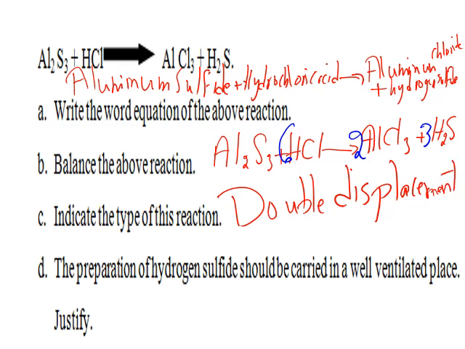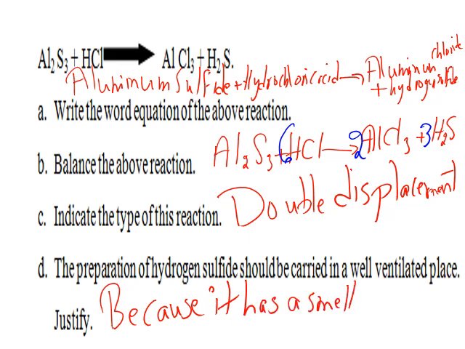The preparation of hydrogen sulfide should be carried out in a well ventilated place. A ventilated place means that it's exposed to air. This is justified because it has a smell similar to rotten eggs.